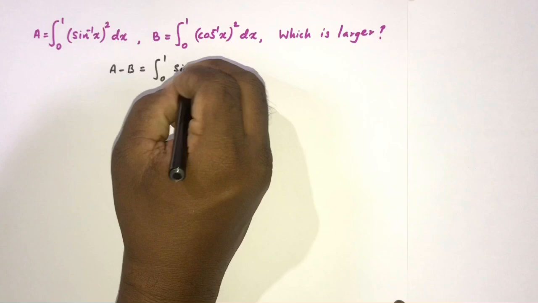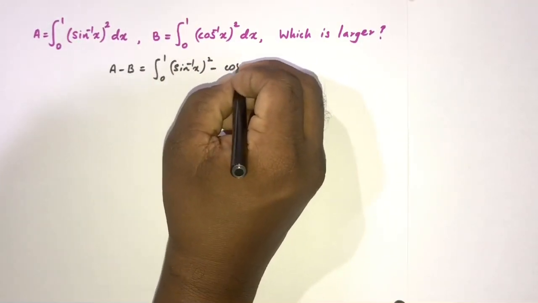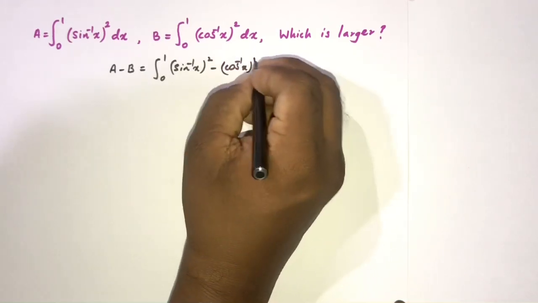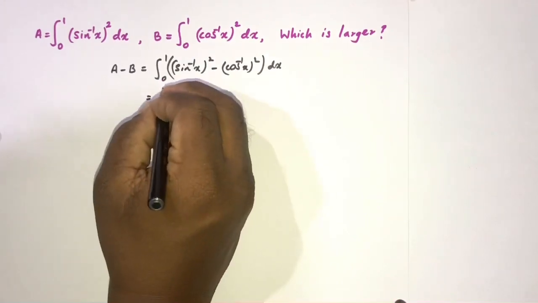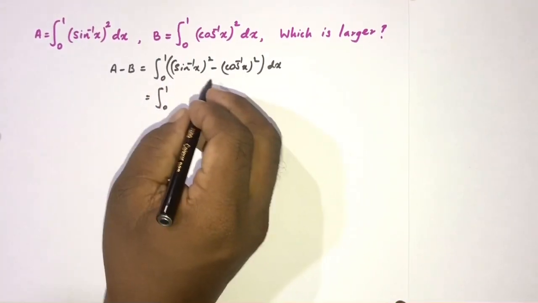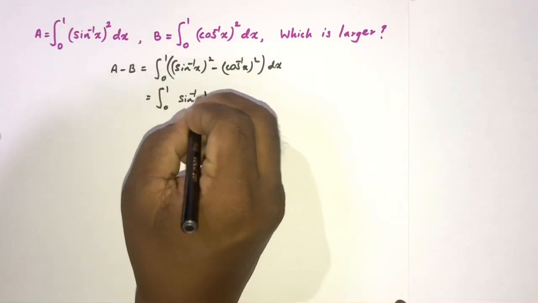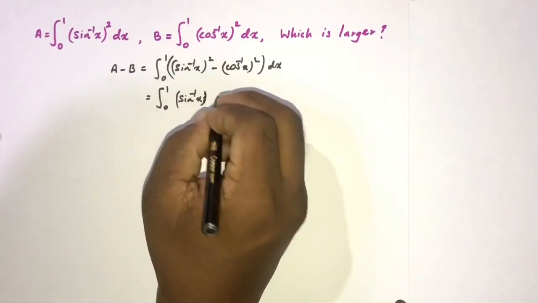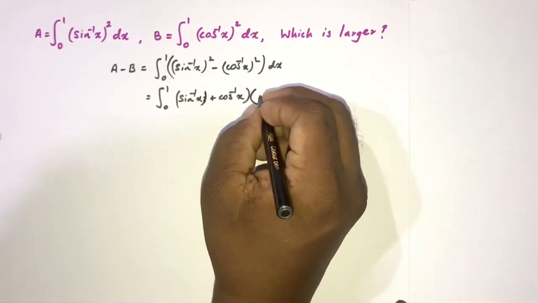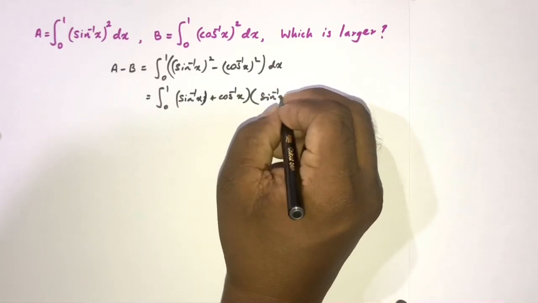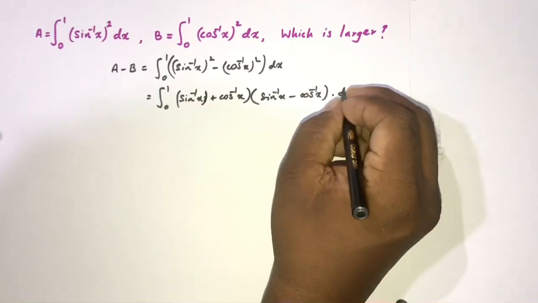So if we take a minus b, we have the same boundaries, 0 to 1. Here, integral of inverse sine of x squared minus inverse cosine of x squared dx. Well, then as a next step we have a difference of two squares, so we can write inverse sine of x plus inverse cosine of x times inverse sine of x minus inverse cosine of x dx.